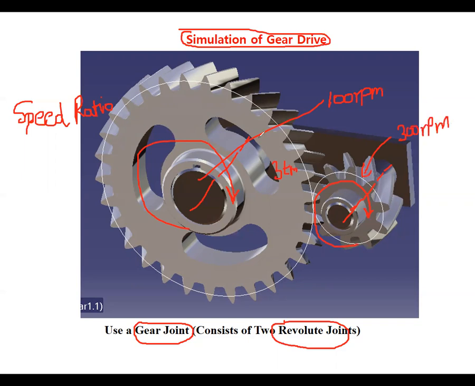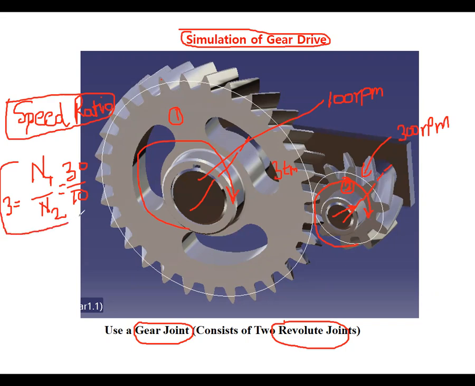You can choose the speed ratio by knowing the number of teeth. Suppose this is gear 1 with N1 teeth and this is gear 2 with N2 teeth. The ratio of the number of teeth, N1 by N2, is the speed ratio. In this case, this gear has 30 teeth and this gear has 10 teeth, so the speed ratio is 3. That means this shaft rotates 3 times faster than the big gear shaft.